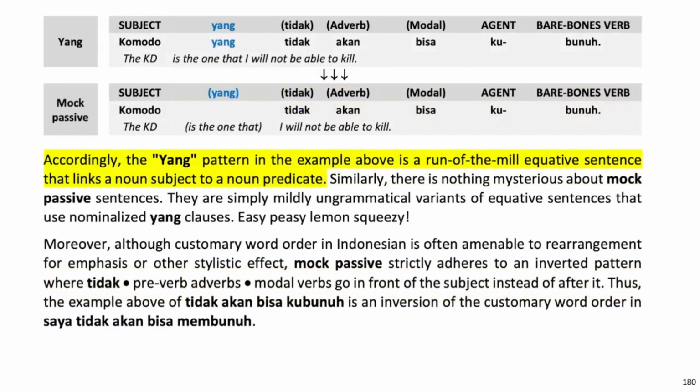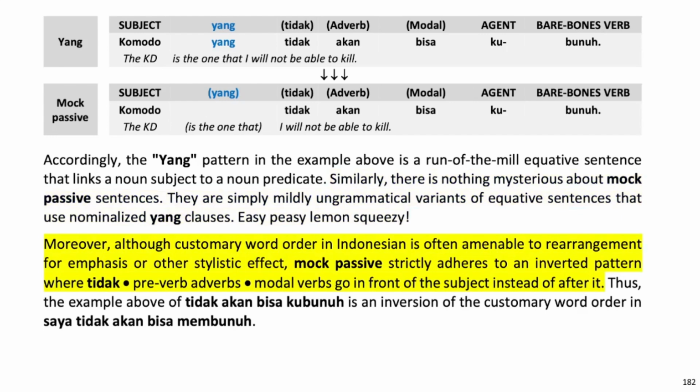Accordingly, the yang pattern in the example above is a run-of-the-mill equative sentence that links a noun subject to a noun predicate. Similarly, there's nothing mysterious about mock passive sentences. They are simply mildly ungrammatical variants of equative sentences that use nominalized yang clauses. Easy peasy lemon squeezy.